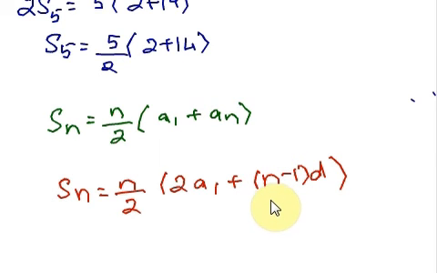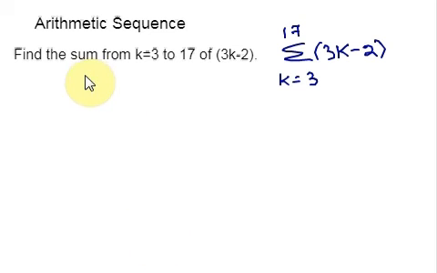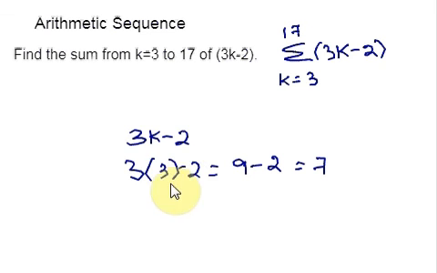Let me take one example. Find the sum from k equals 3 to 17 of 3k minus 2. First, let me write this in summation format. We are supposed to find the sum. Let's find the first term. The first term is found by substituting k equals 3 in 3k minus 2. So replace k by 3 and simplify. It would be 9 minus 2, which is nothing but 7.